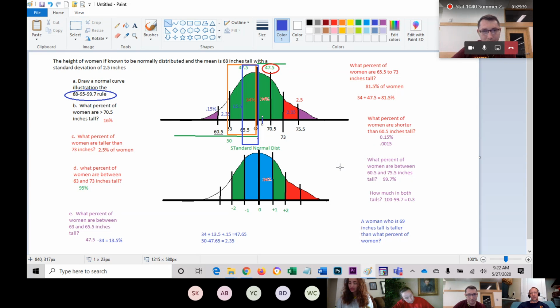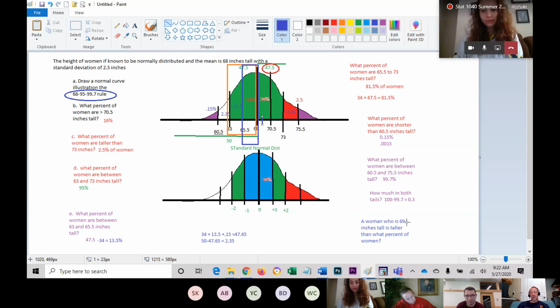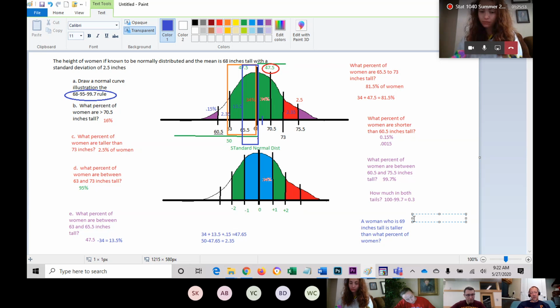Is that when you use the z-score formula? That's the one where we use the z-score formula. Okay, so z-score formula. So z is going to equal x minus mu over sigma over the square root of n. And that, okay.